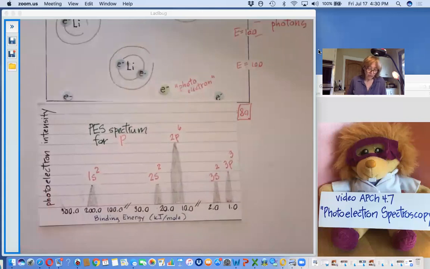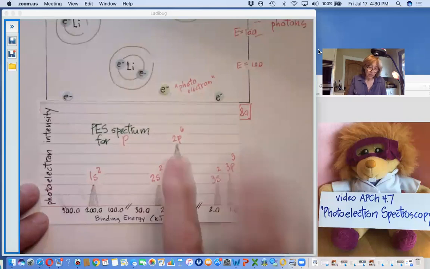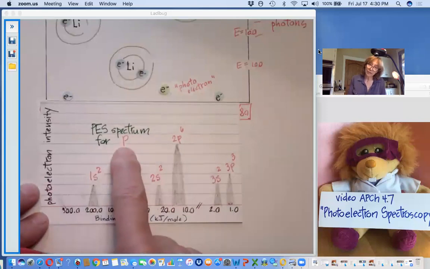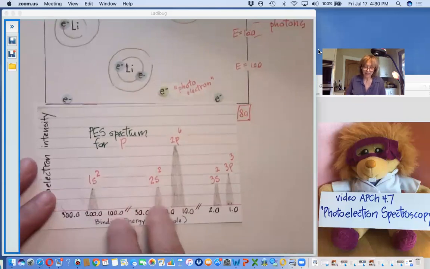So I'll give you guys some practice looking at PES spectra, and you'll identify which element it represents. And then in class, we'll do some more detailed work interpreting these spectra.